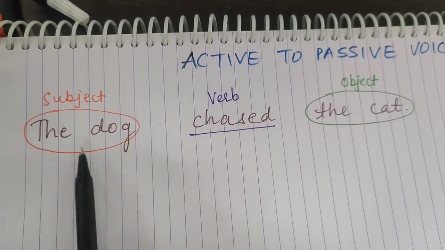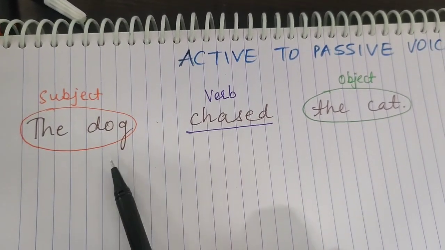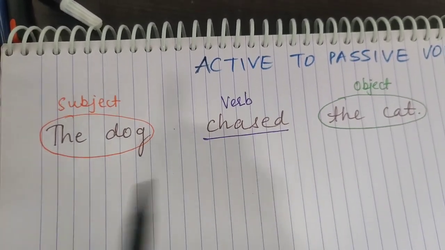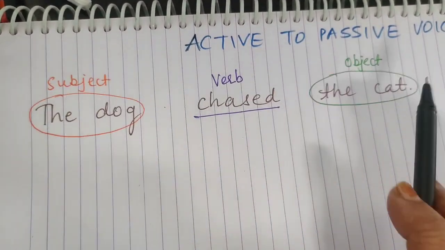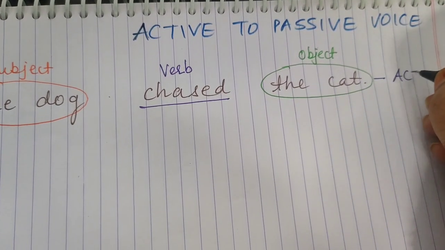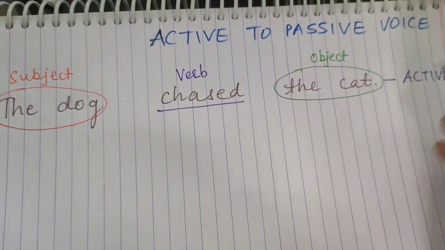Okay? The dog chased the cat. This is the subject who is doing the action. The dog is chasing the cat. So this is your object. Just this is in your active voice.